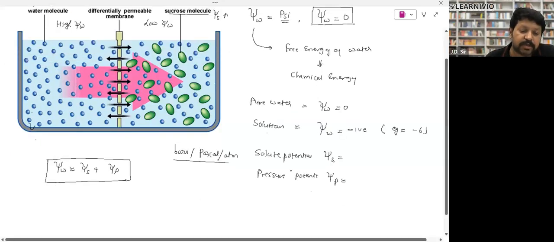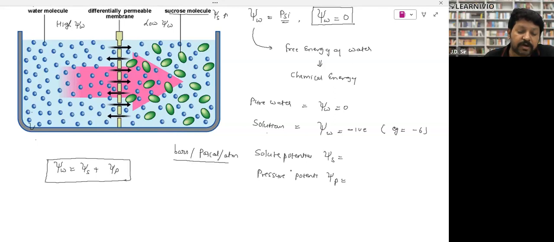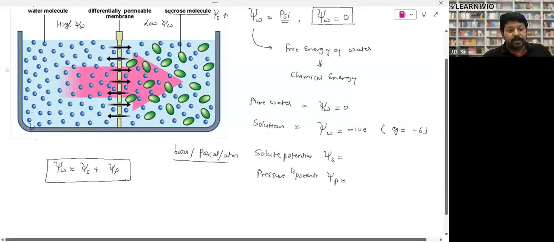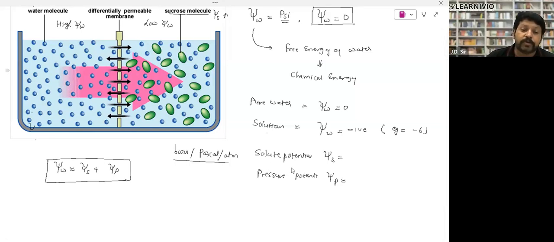Now there are two more things: solute potential and pressure potential. What is the solute potential? Solute potential is when we add on the solute. Due to addition of the solute, whatever the water potential decreases, that is called solute potential. Is it clear or not? If you add the solute, the water potential will decrease or not? Means chemical energy or free energy of water will decrease or not?